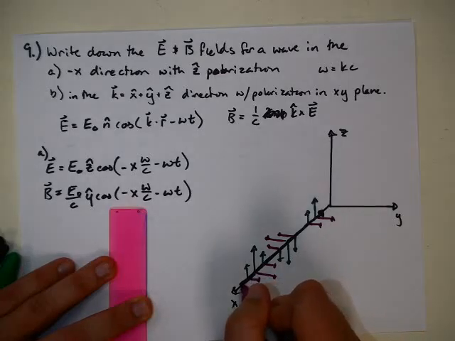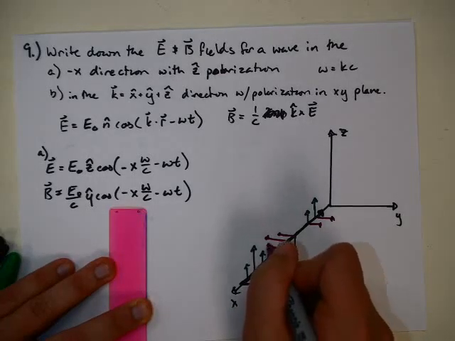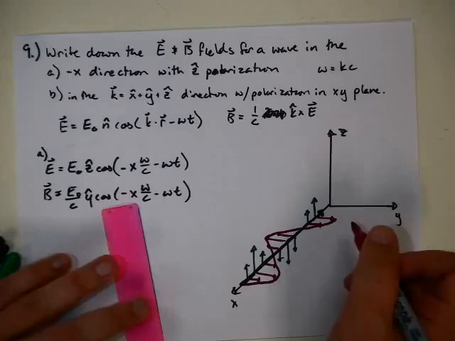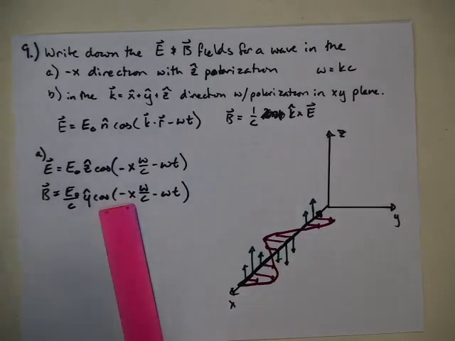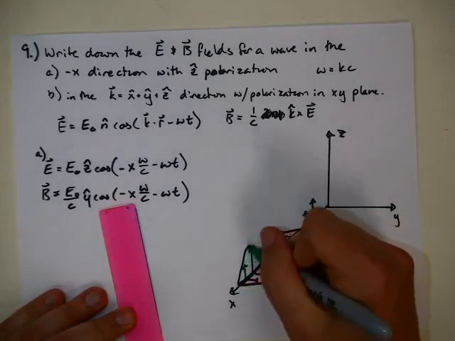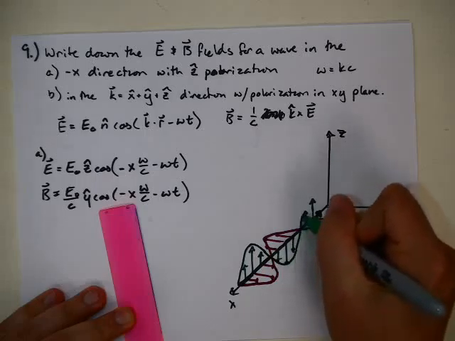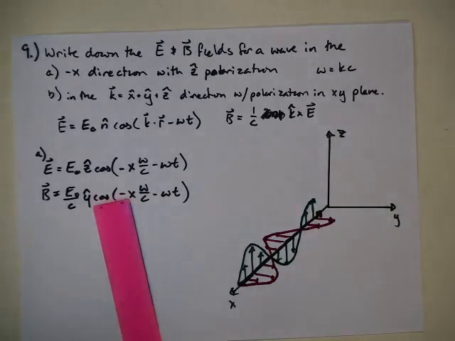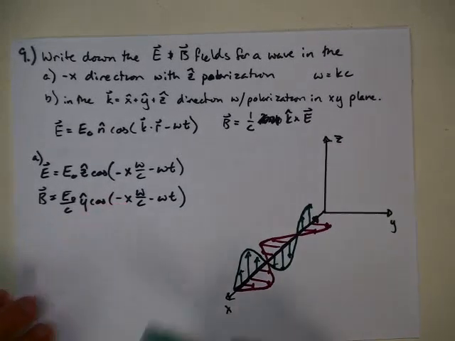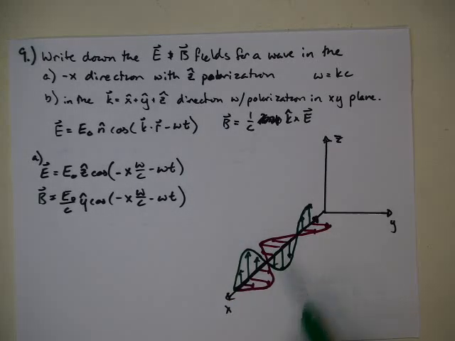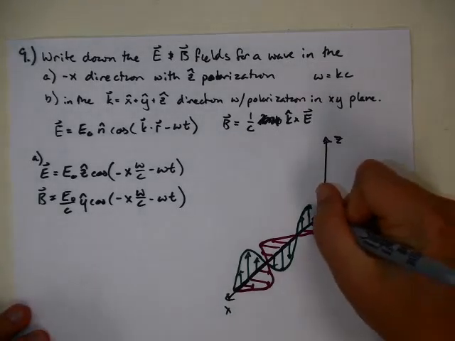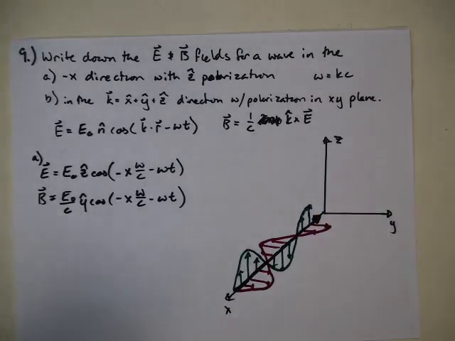And then I'm going to connect them. And so there, for part A, here are the forms, and there is a sketch of my wave, and the wave is moving, as I said, in the minus x hat direction, that way.